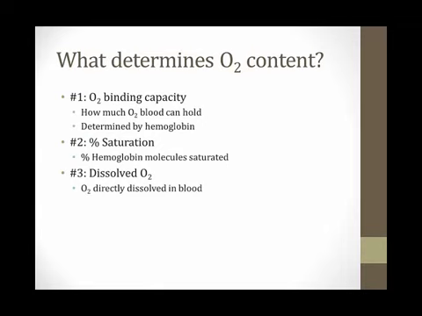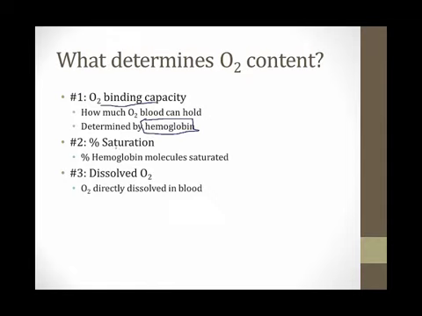So what determines the oxygen content of our blood? Well, basically, it's dependent on three factors. The first is the oxygen binding capacity. This is how much oxygen the blood can hold, and it's mostly determined by hemoglobin because, as you know, hemoglobin binds oxygen with a very high affinity. So the more hemoglobin in your blood, the more binding capacity of your blood.